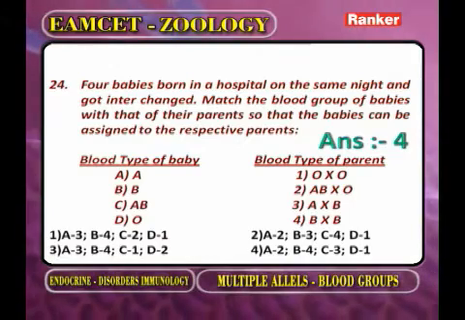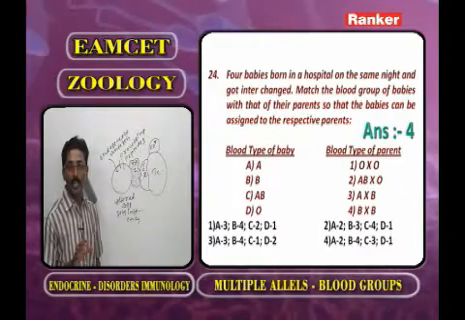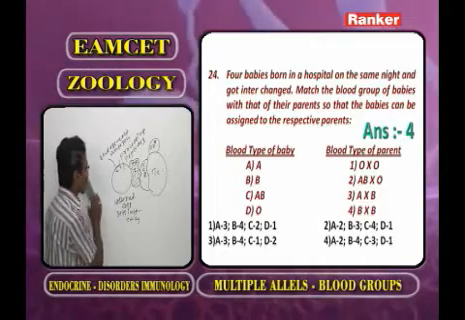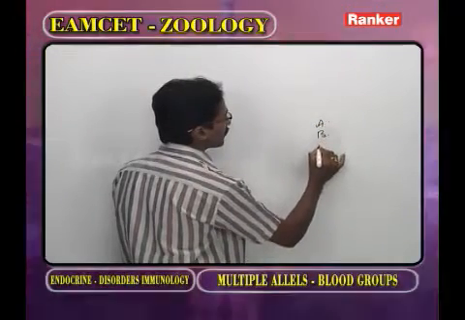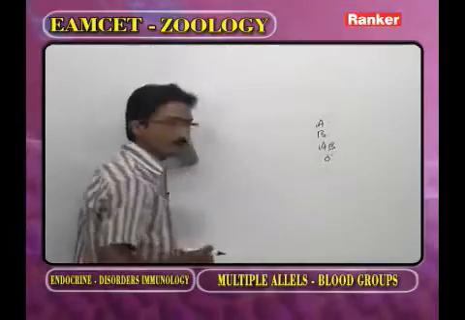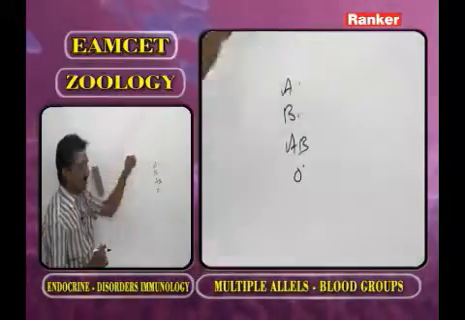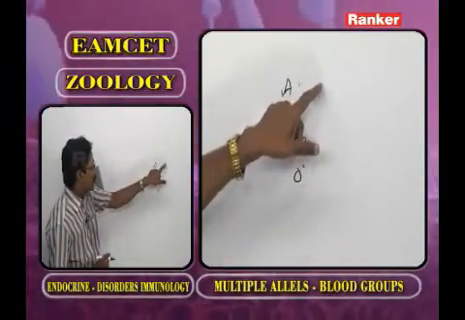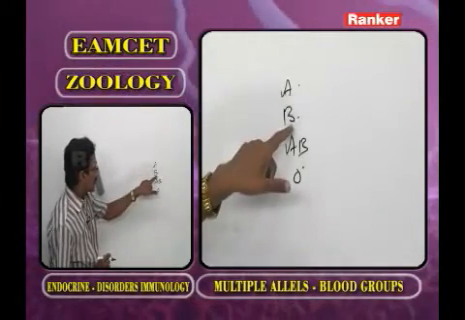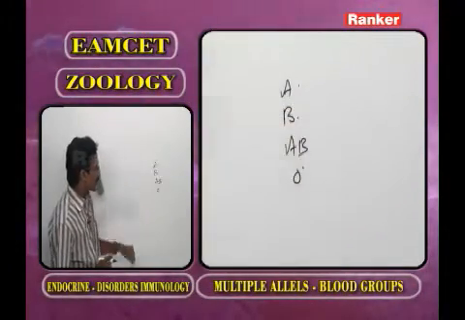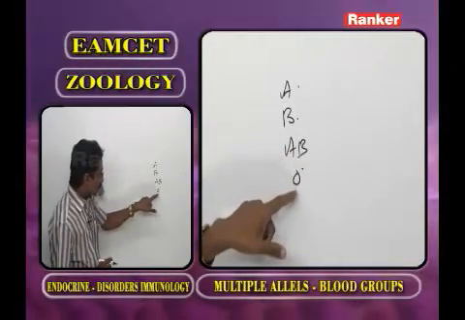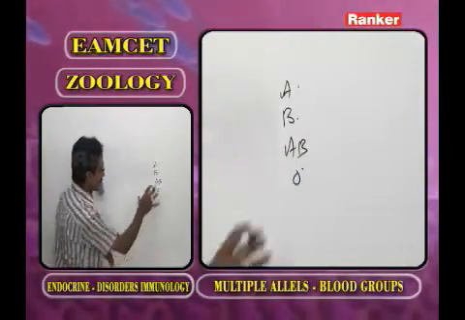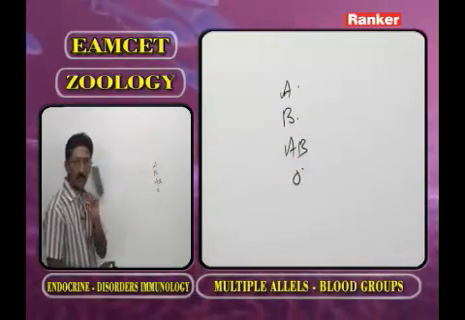From this onwards, we have to discuss the multiple alleles that we call blood groups. Now as we observe the blood groups, phenotypically, how many blood groups are present? 4. A blood group, B, AB, and O blood group. Now as we observe the A blood group, it has homozygous dominant and heterozygous. B blood group, homozygous dominant, heterozygous. AB, it is codominant, always heterozygous. And O blood group, homozygous recessive. So phenotypically the number of blood groups is 4.